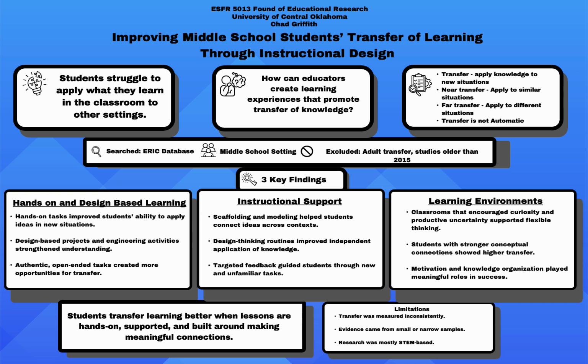Finally, the last theme was learning environments. Transfer was stronger in classrooms that encouraged curiosity, exploration, and conceptual organization. Environments that introduced deliberate uncertainty were particularly effective in promoting far transfer. And students who developed coherent knowledge networks were consistently more successful in applying knowledge beyond the original learning conditions.